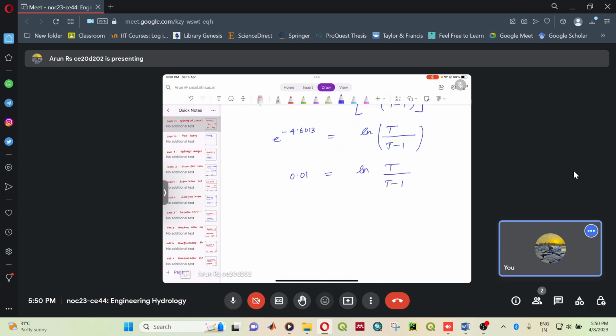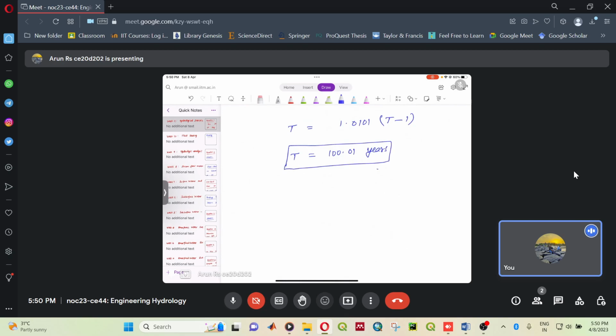We can find out. And again, if we take the ln to the other side, this will be e power 0.01. So from this we can find out T is equal to 1.0101 into T minus 1. From this we can estimate T to be approximately 100.01 years. So the given flood of 9,550 meter cube per second has a return period of 100 years.